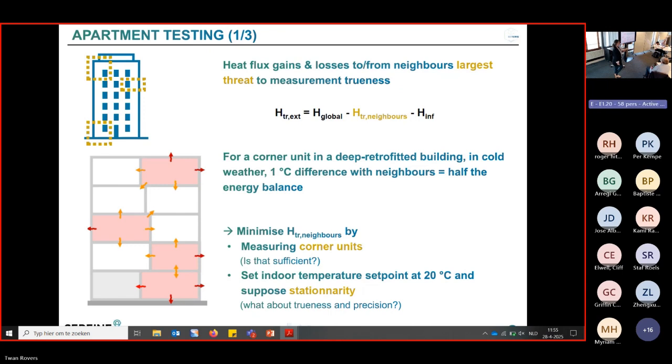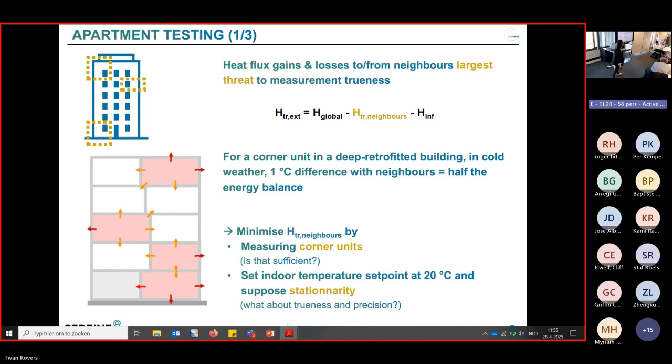So this means that the envelope towards the outdoors is well retrofitted. Your thermal resistance is very high, but the party walls have not been treated. And so in the end, your heat balance is very, very largely affected by these heat transfers.